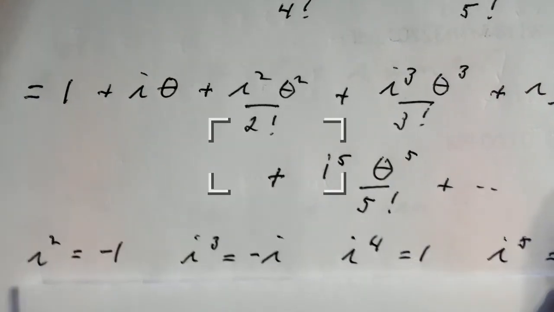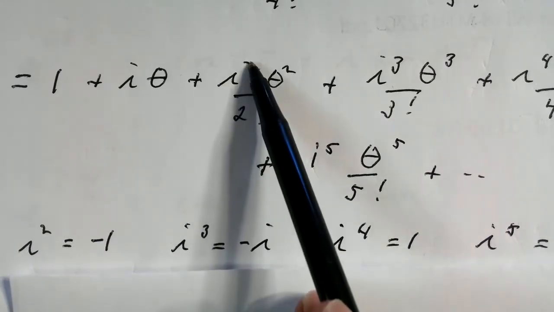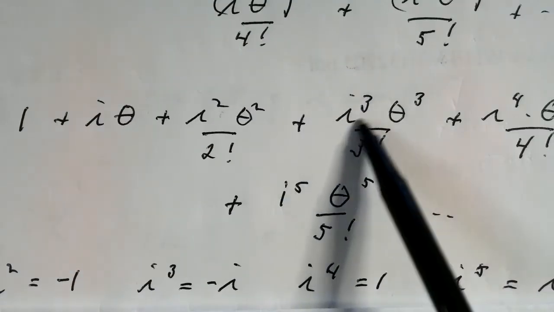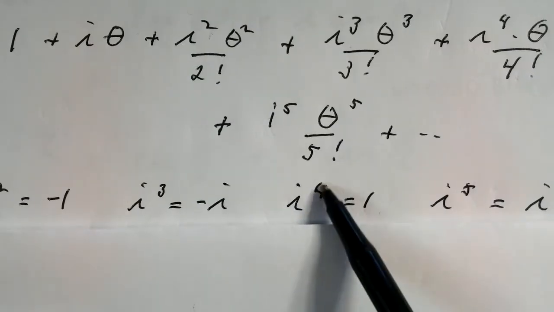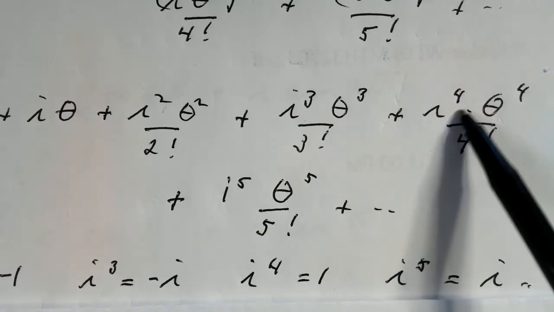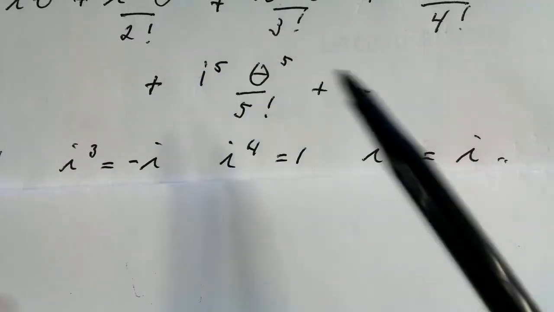Now we're going to make use of the fact that the powers of i simplify. In particular, i squared is negative 1, so we could replace this with a negative 1. i to the third is minus i, so we can replace that with minus i. i to the fourth is 1, so we can replace that with 1. i to the fifth is i, and so on and so forth.